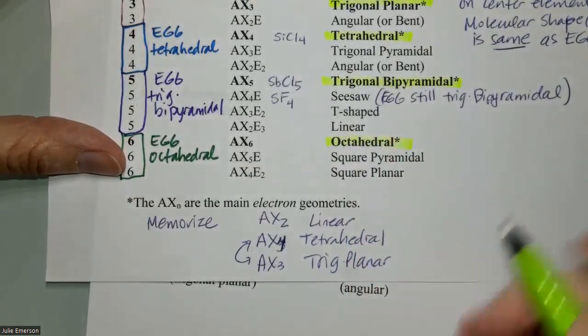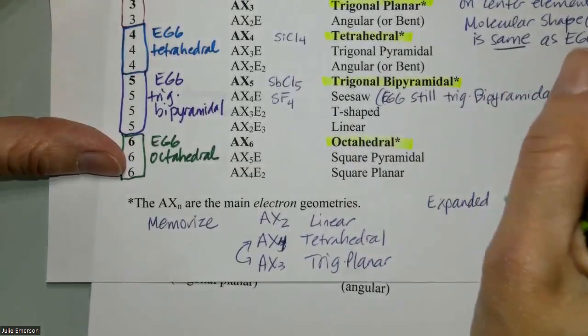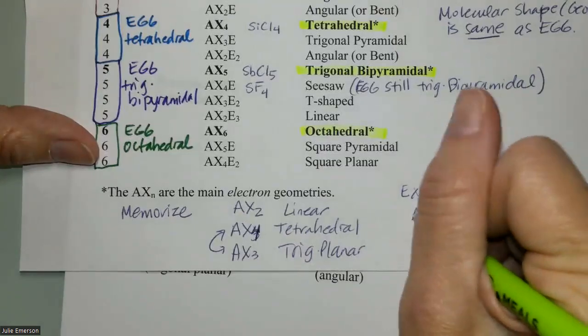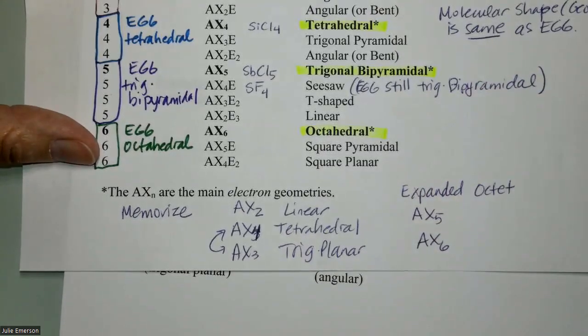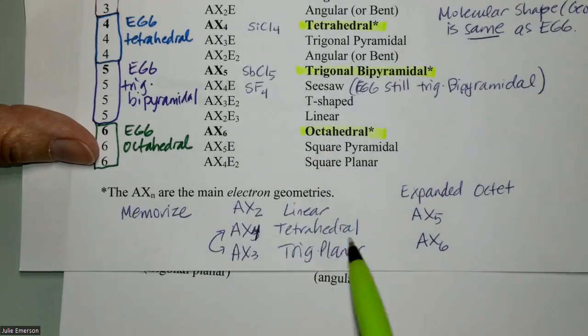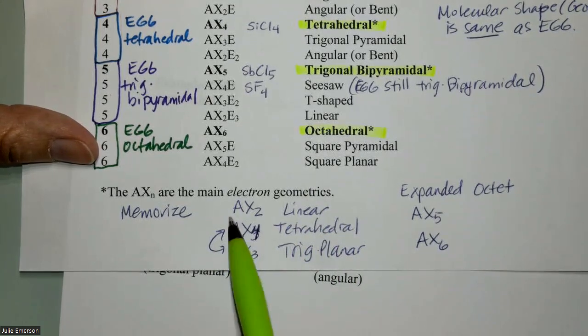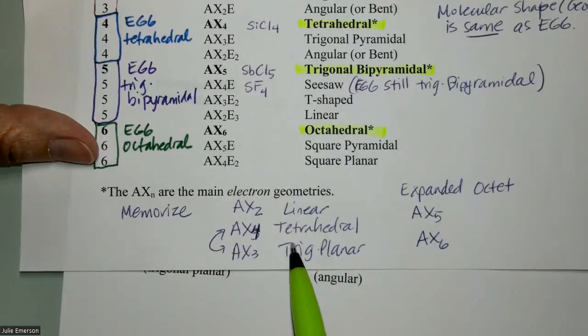Because what I was doing is I was getting ahead of myself and I was saying, okay, make sure you remember when you get to AX5 to tell them that you've expanded the octet. So when you have AX5 or AX6, now you're looking at more than 4 groups around the center element. So we've expanded the octet at this point. These right here, AX2, AX3, AX4, that's all the Lewis that we learned before we learned expanding the octet.